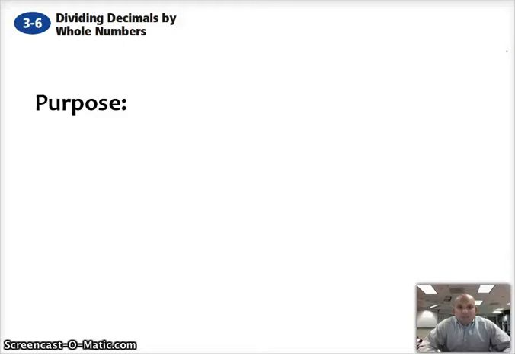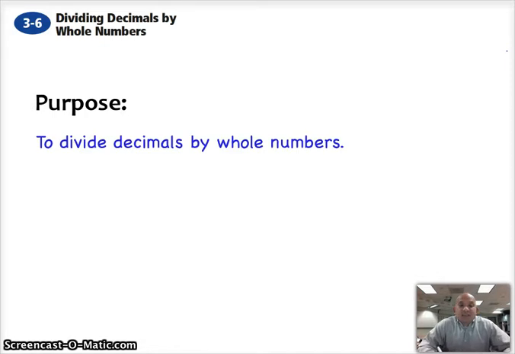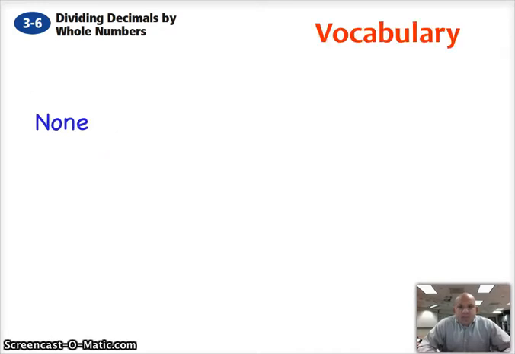Hi class, today's lesson is lesson 3-6, dividing decimals by whole numbers. Let's take a look at the purpose. Purpose for today is to divide decimals solely by whole numbers. We're not going to divide decimals by decimals today. That will happen in the next lesson. No new vocabulary for today.